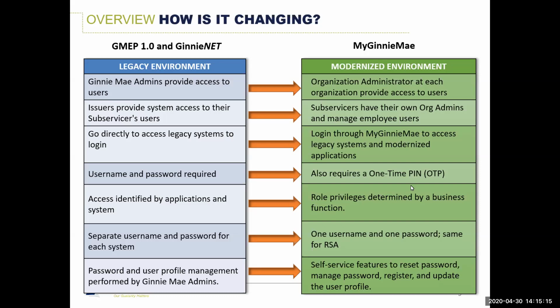In MyGinnieMae, you can reset your own password. If you have forgotten your password, you can select a forgot password function on the login screen to reset your password. If you need to update your business title or your phone number, you can do all of that on your own. If you need to add an RSA token, you can contact your organization administrator and they can assist with adding your RSA token to your profile. All of these functions you are able to complete without having to contact GinnieMae customer support. Next slide.